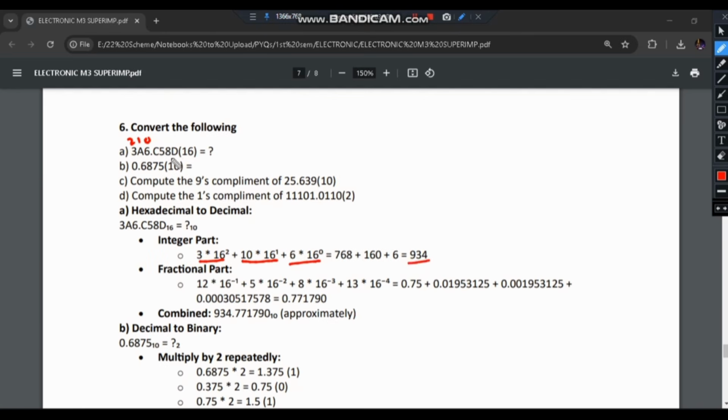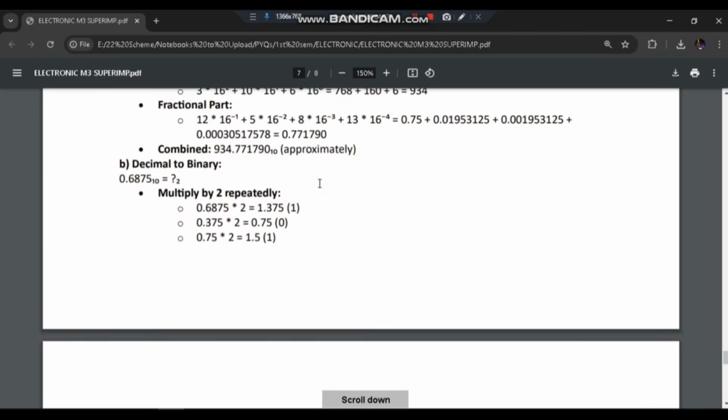For the fractional part also it's the same thing. Here the powers will be minus 1, minus 2, minus 3, minus 4. So C's value is 12, 12 into 16 power minus 1, 5 into 16 power minus 2, 8 into 16 power minus 3, and D is 13, 13 into 16 power minus 4. Whatever answer we get, we'll keep it here. Approximately we'll take it. This answer approximation is this, and 934.771790 will be the final answer in decimal form. This is how you convert a hexadecimal value to a decimal value.